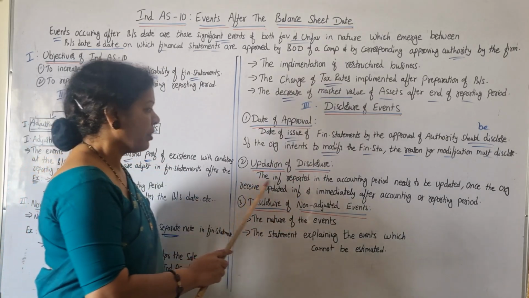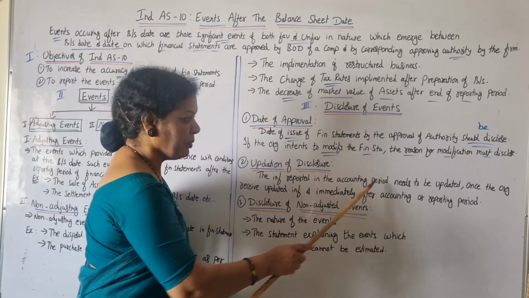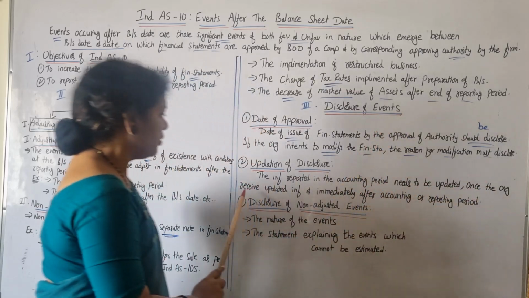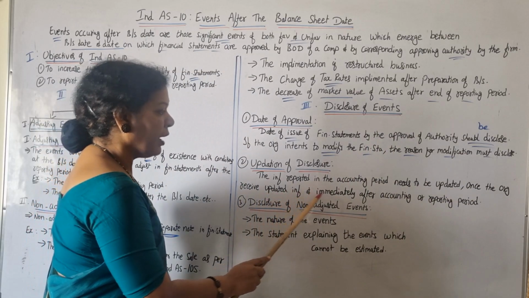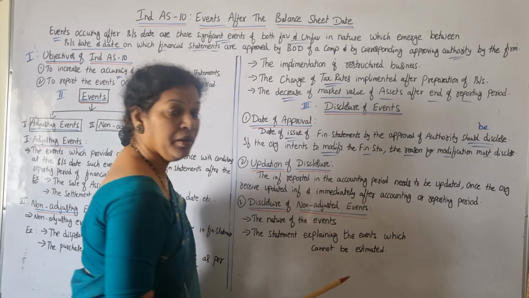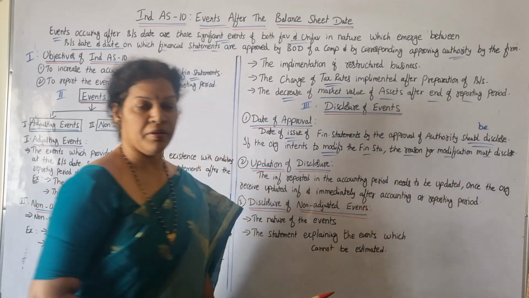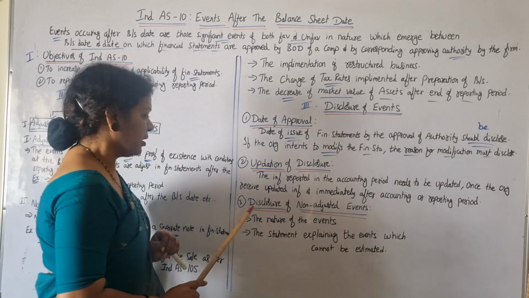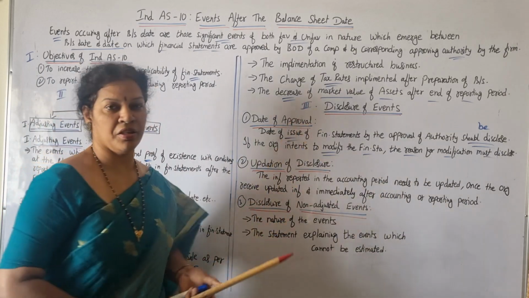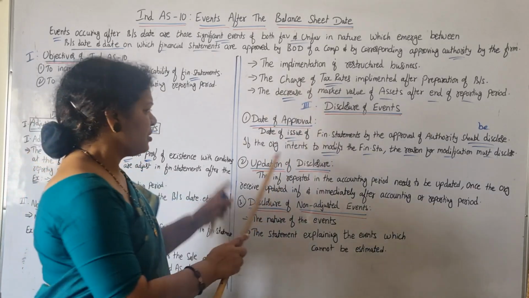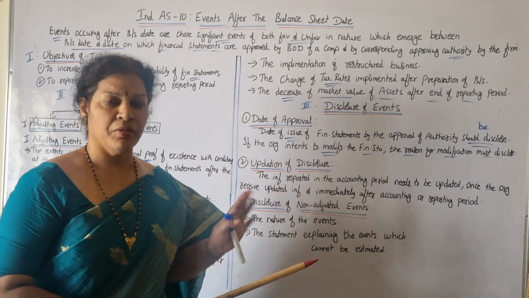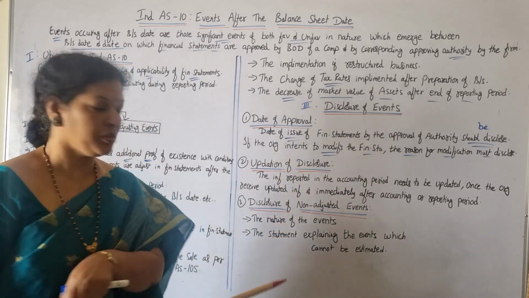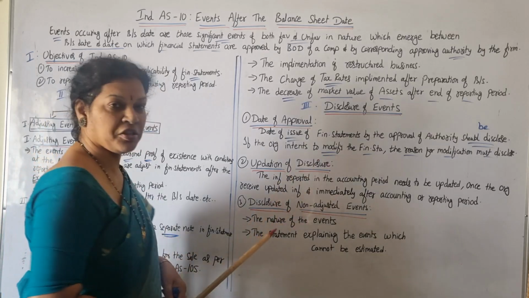Once again, the information reported in the accounting period needs to be updated once the organization receives updated information immediately after the accounting or reporting period. Okay, this is to be updated. And the third important thing, disclosure of non-adjusted things. Adjusted things you are disclosing. What about the non-adjusted things? That also you have to disclose. So disclosure of non-adjusted things.